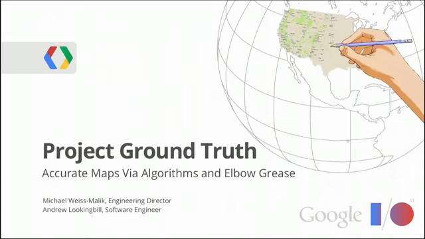All right, I think we're going to get started. My name is Michael Weiss-Malik. I'm an engineering director on Google Maps. And my name's Andrew Lookingbill. I'm one of the founding engineers on Project Ground Truth. And we're here to talk about ground truth, accurate maps by algorithms and elbow grease.